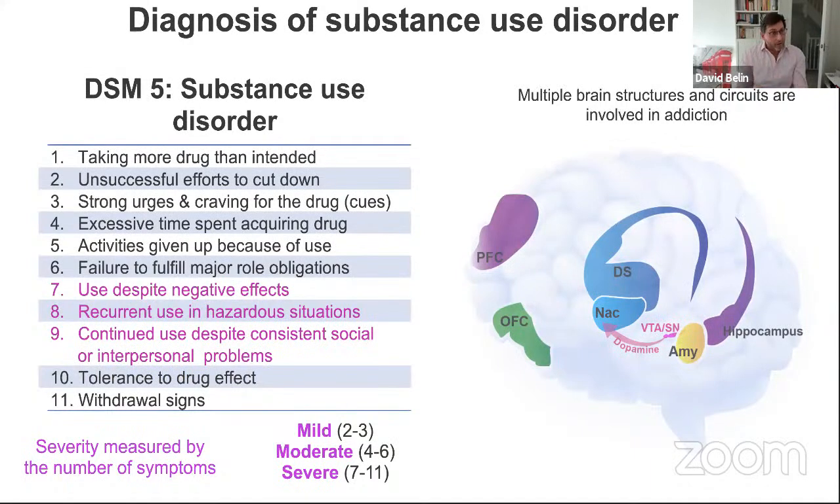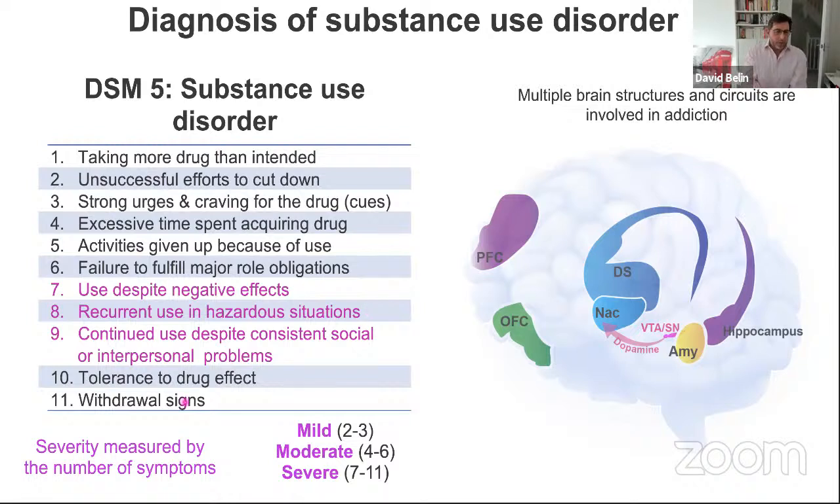It is characterized clinically by a set of clinical criteria, such as taking more drug than intended, unsuccessful efforts to cut down the drug, strong urges and craving for the drug, excessive time spent acquiring the drug, activities given up because of use, failure to fulfill major role obligations, and a bunch of criteria that have to do with the compulsive nature, the use despite negative effects, recurrent use in hazardous situations, continued use despite consistent social or interpersonal problems, and adaptations to drugs such as tolerance and withdrawal signs upon cessation of drug use.